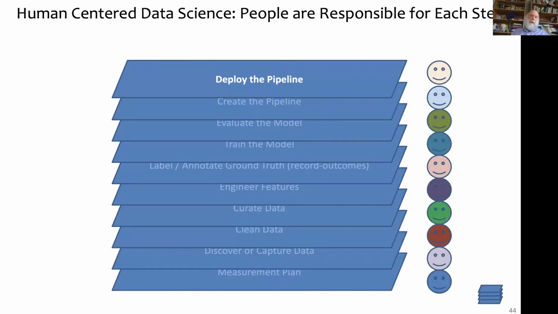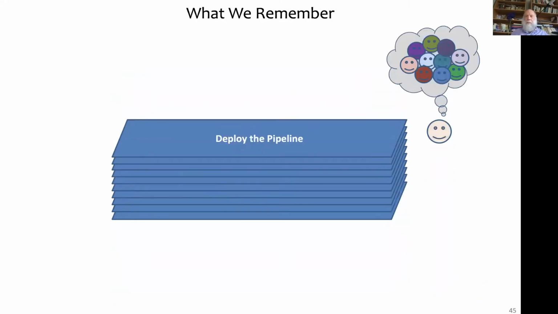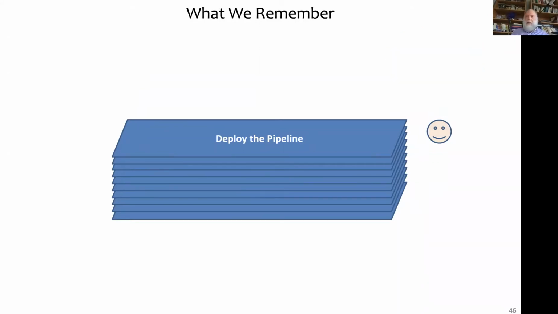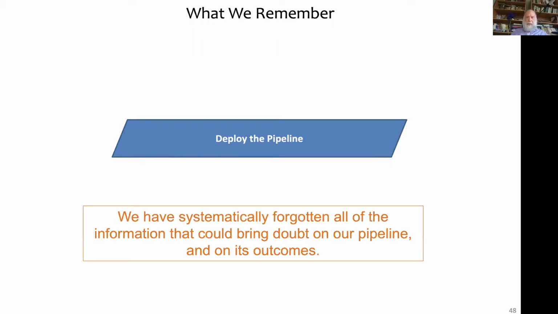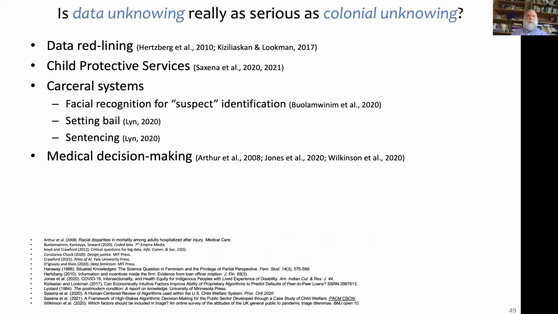And by the time this thing gets deployed, there's kind of a sound like raising the blinds in a window, a clap, clap, clap, clap, clap. And suddenly all that stack, all the lower steps in the stack, vanish. And we briefly remember that people did those things, but then we don't remember that people did those things. All we've got is the pipeline and the person who's selling it. And ultimately we just have the bright, shiny object of the pipeline, thus obscuring all of the human decisions that went into that. And none of those decisions is systematically recorded. And that's where I'm worried. We have systematically forgotten all of the information that could bring doubt on our pipeline and on its outcomes.